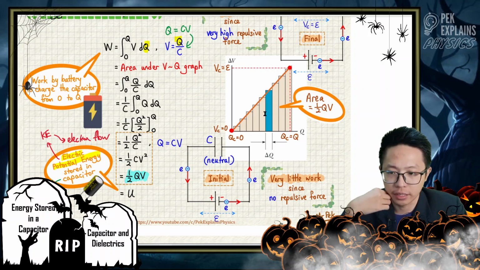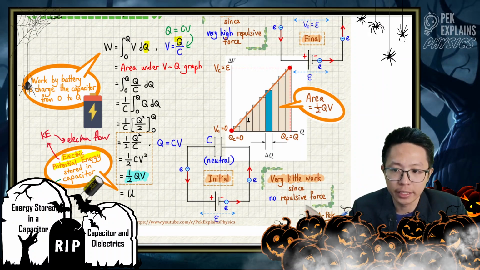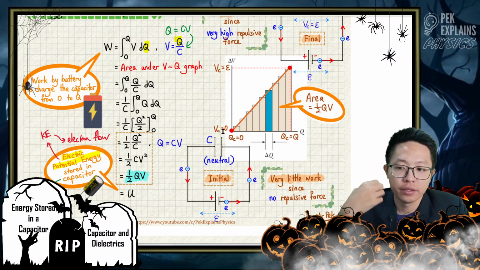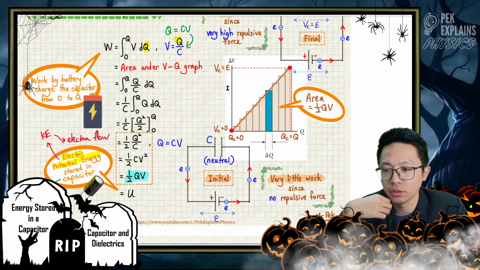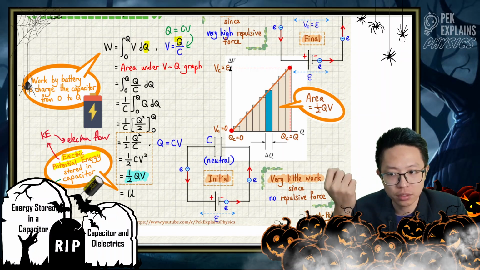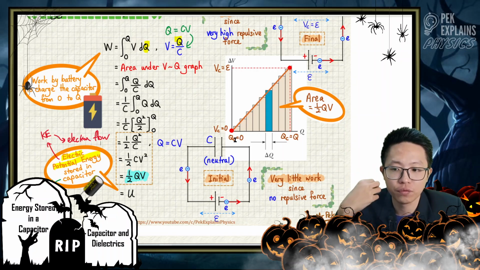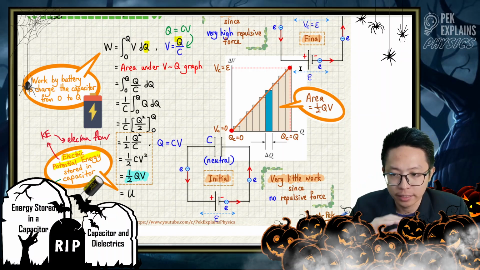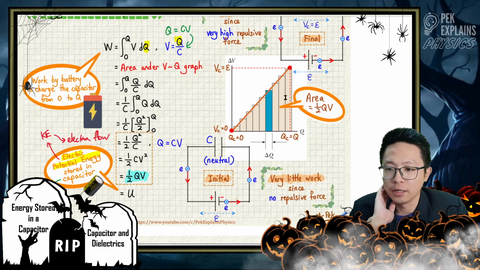Before we go into this graph, you know already the graph is increasing like this because the voltage increased from 0 to maximum voltage equal to EMF. The charge also increases from 0 to maximum charge. We know that the graph increases like that.